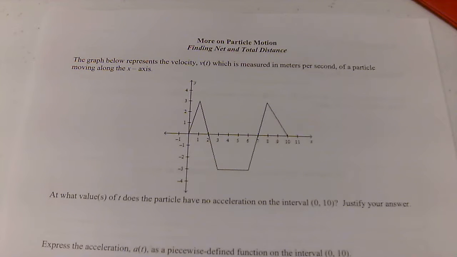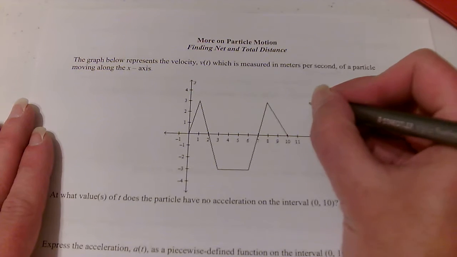So we've spent several days on particle motion in class. We have the graph of velocity measured in meters per second of a particle moving along the x-axis, so moving horizontally. So it tells us this is v of t.